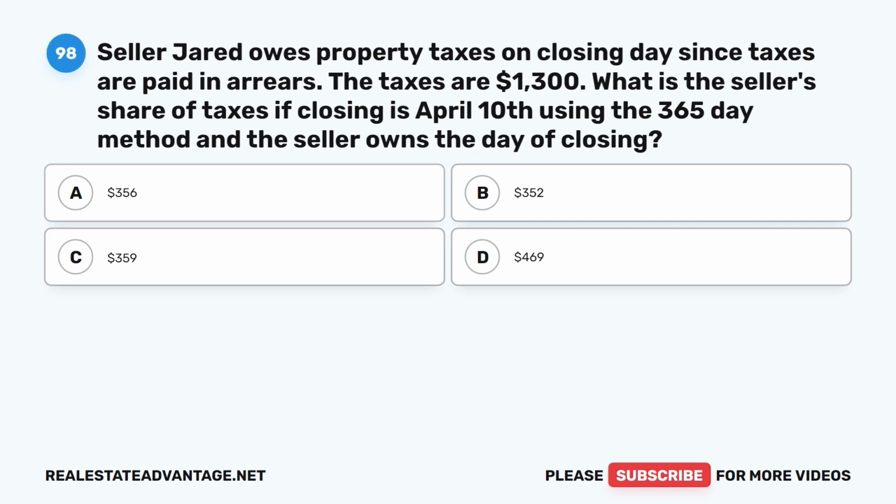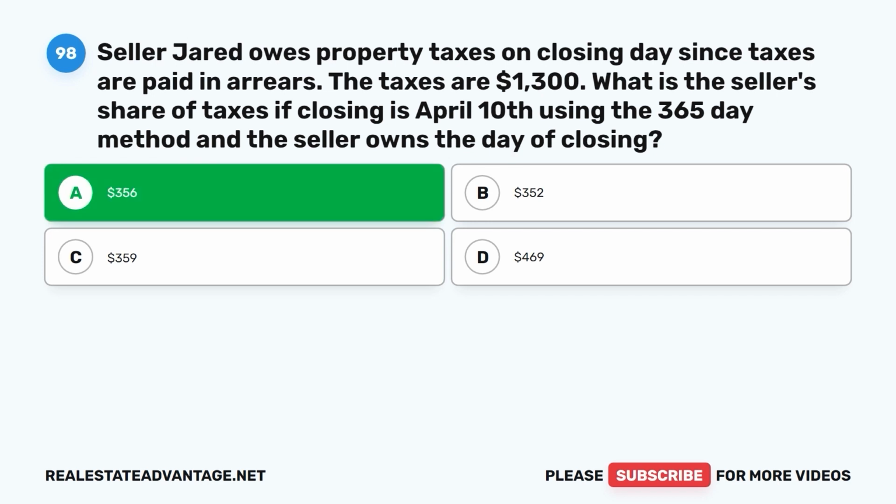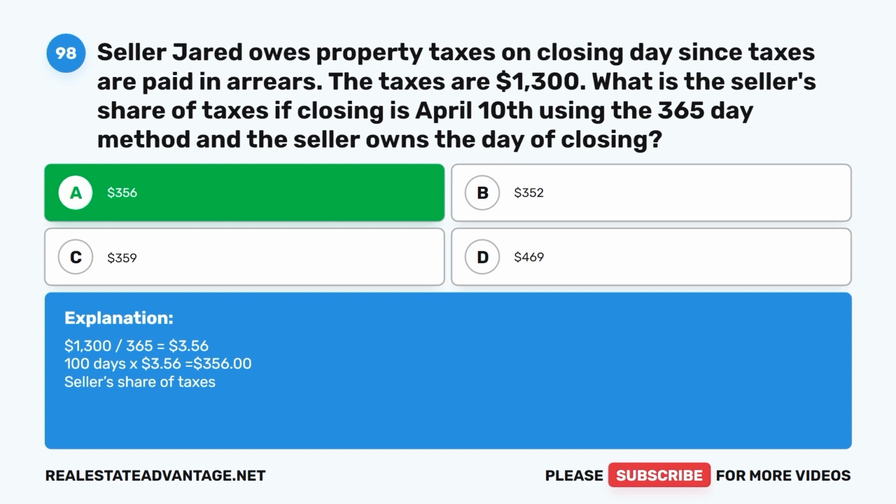Question 98. Seller Jared owes property taxes on closing day, since taxes are paid in arrears. The taxes are $1,300. What is the seller's share of taxes if closing is April 10th using the 365-day method and the seller owns the day of closing? A. $356. B. $352. C. $359. D. $469. The correct answer is A. $356. $1,300 divided by 365 equals $3.56. 100 days times $3.56 equals $356.